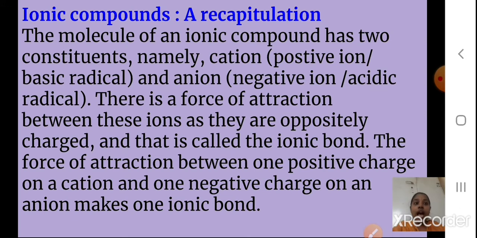The molecule of an ionic compound has two constituents, namely a cation and an anion. Before also you studied what is a cation and what is an anion. Cation is the positive ion and it is a basic radical. Anion is a negative ion and is an acidic radical. There is a force of attraction between these ions as they are oppositely charged. One is a positive charge, one is a negative charge. Will the positive and negative attract? Yes, they will attract.